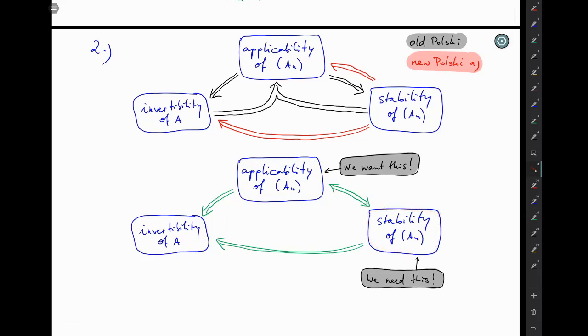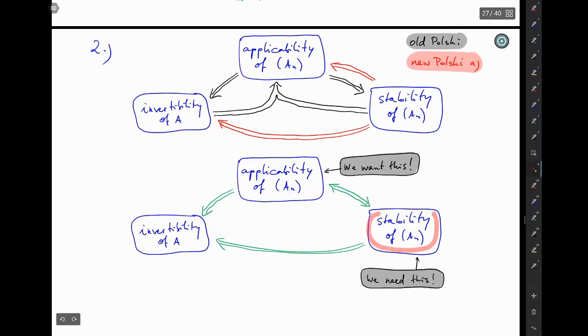Okay, we know this from the old Polski theorem. But in the old Polski theorem, we also used to say that we guarantee invertibility of A. And then this, together with stability, implies applicability. But this is no longer the case. So due to new Polski and due to the additional condition that also the adjoints converge strongly to the adjoint, we get invertibility for free as soon as we have stability.